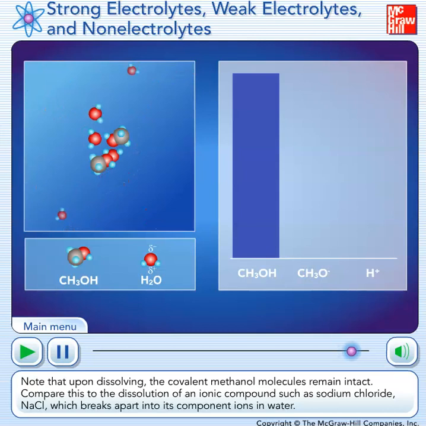Compare this to the dissolution of an ionic compound such as sodium chloride, NaCl, which breaks apart into its component ions in water.